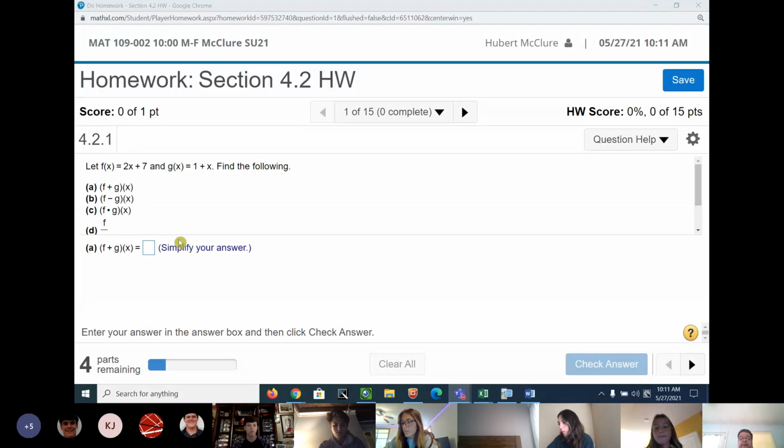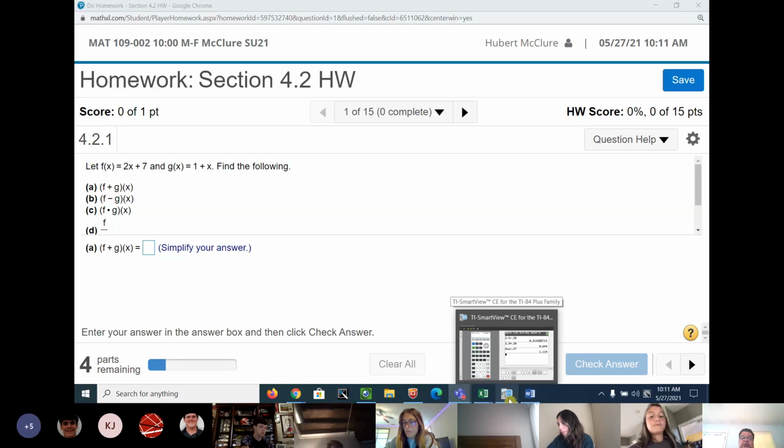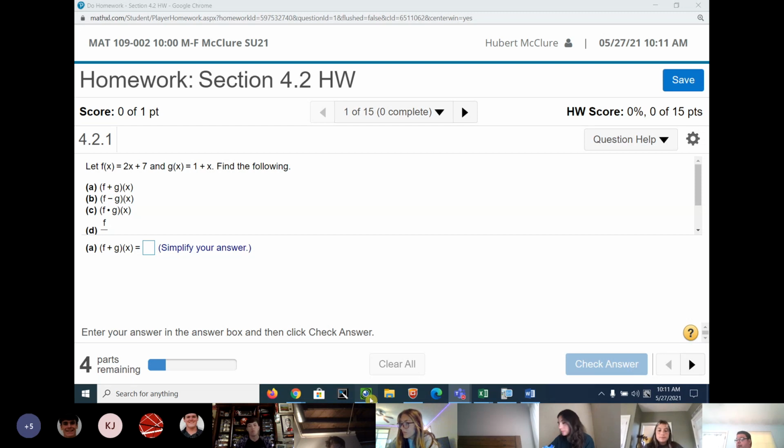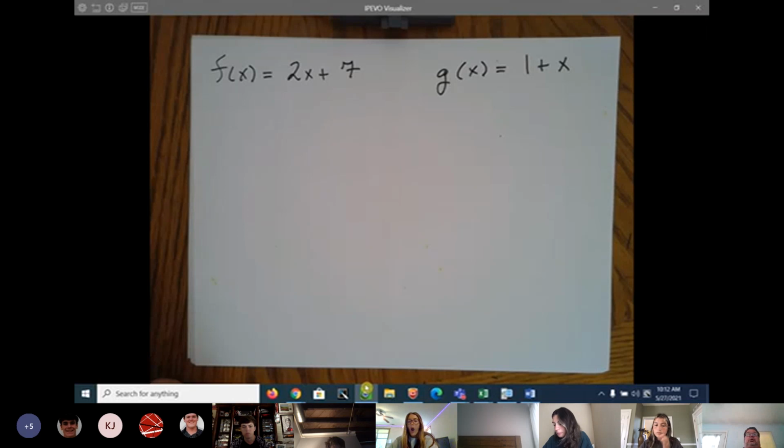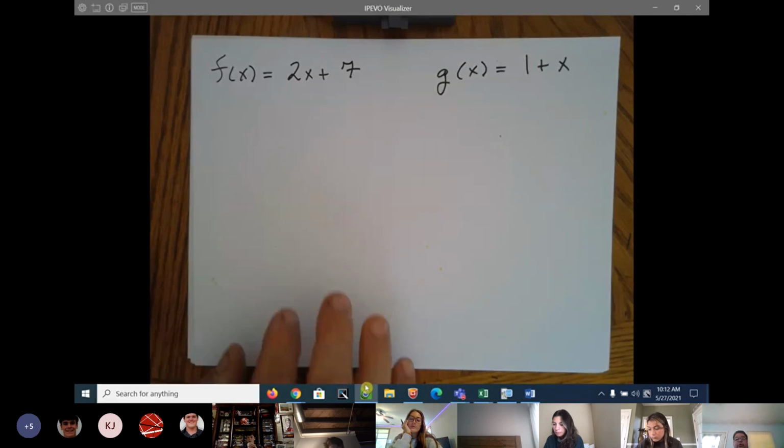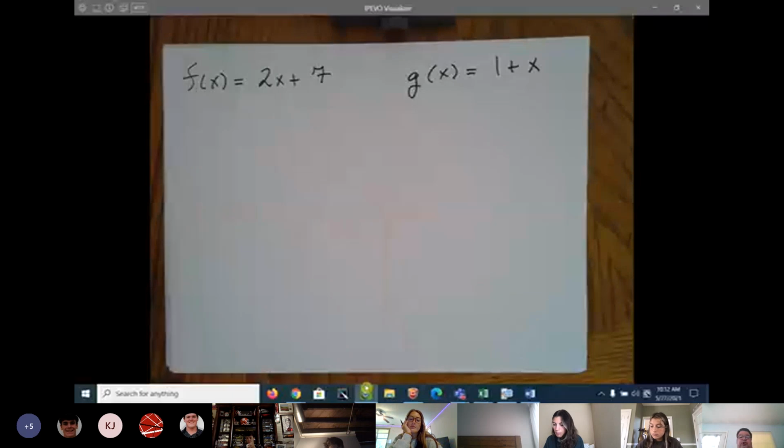I'm not even going to look at the answers because there's 5 or 6 things that you can do with functions. Okay? One is you can add them. Two, you can subtract them. Three, you can multiply them. And four, you can divide them. And five, you can compose them. So with that being said, we're going to do it old school.